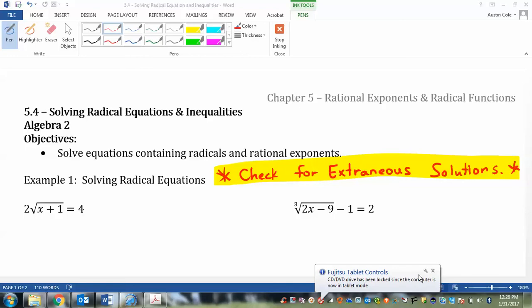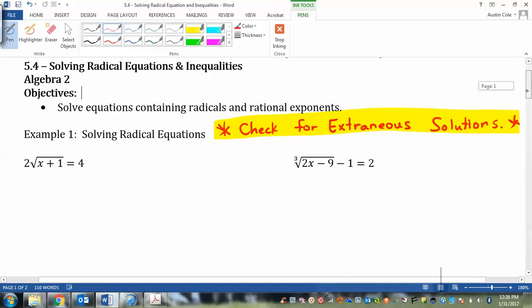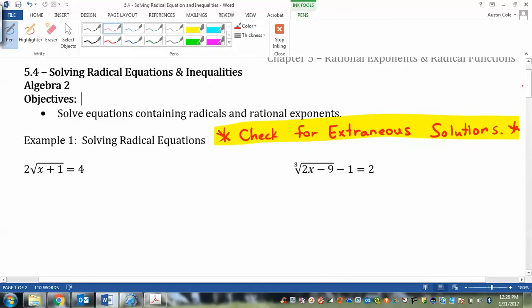If it doesn't work, then we're going to omit that answer, and you'll see that in some examples as we go further along. So example 1. What do I need to do first? I'll just say this, guys. I don't want to square both sides.